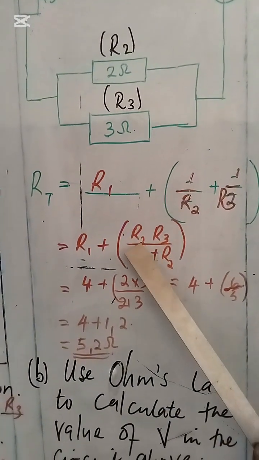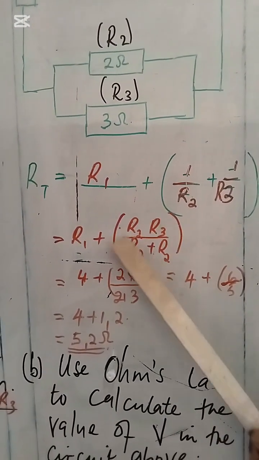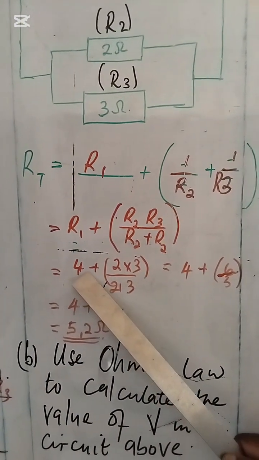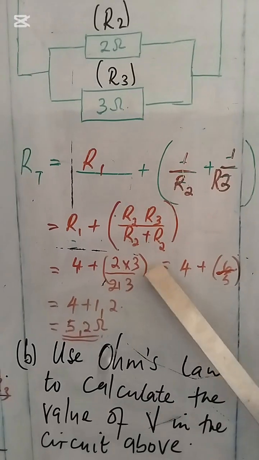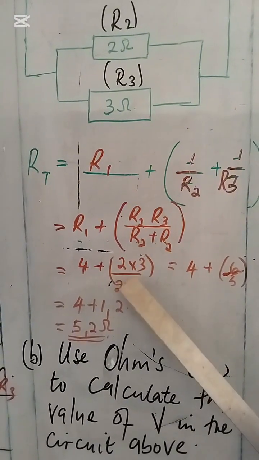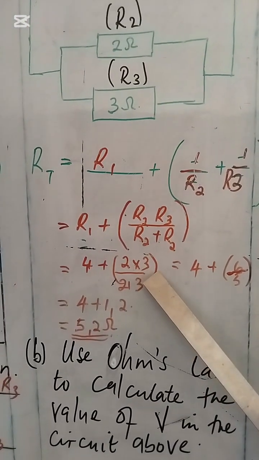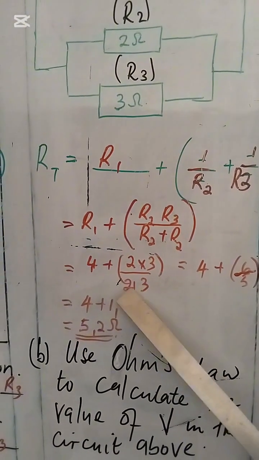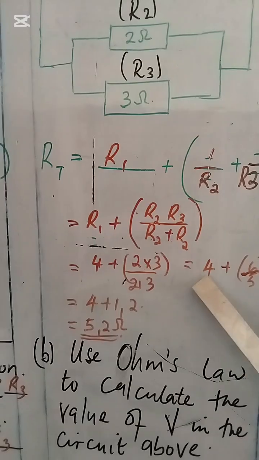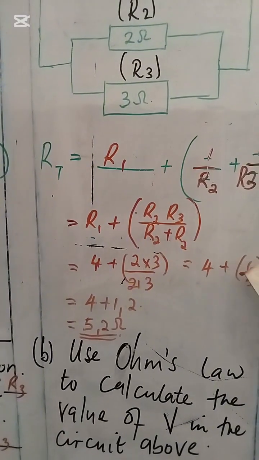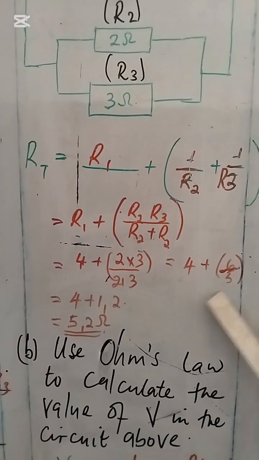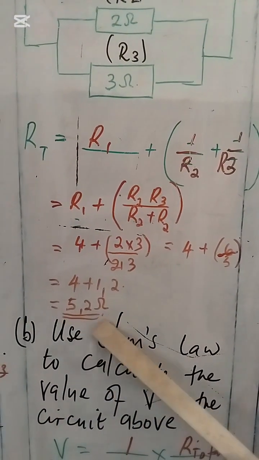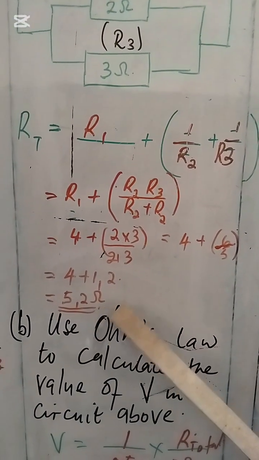Then we substitute with the easier formula to use. Then 4, which is R1, plus, we open brackets, R2 is 2 times R3, which is 3, over the bottom, which is adding 2 plus 3. Then once we get 4 plus 2 times 3 is 6, 2 plus 3 is 5. Then the total is 4 plus 1 over 2. Then the total resistance is 5.2 ohms.